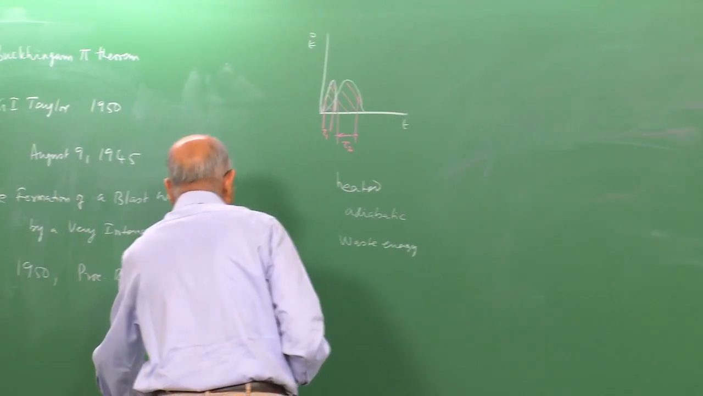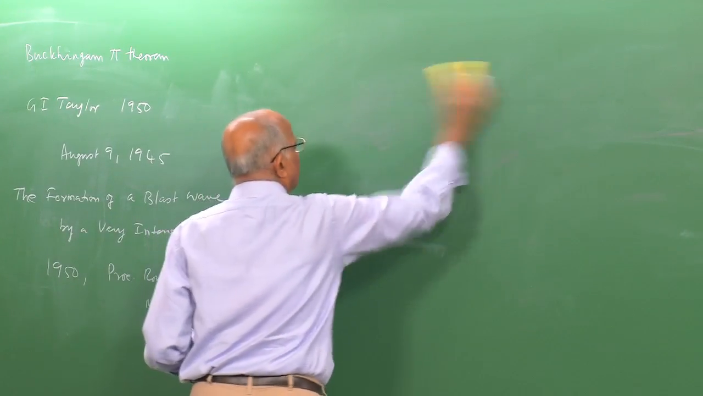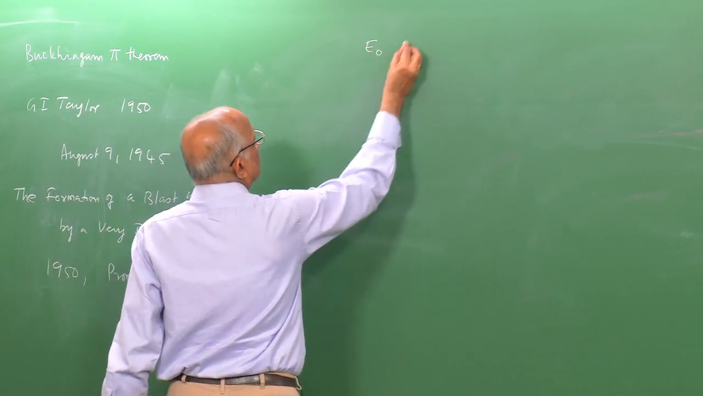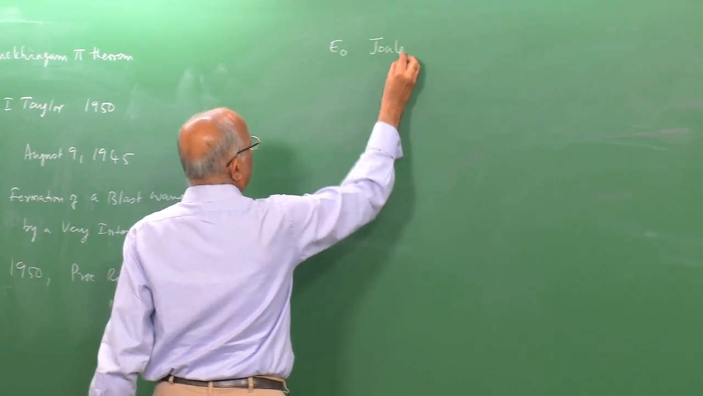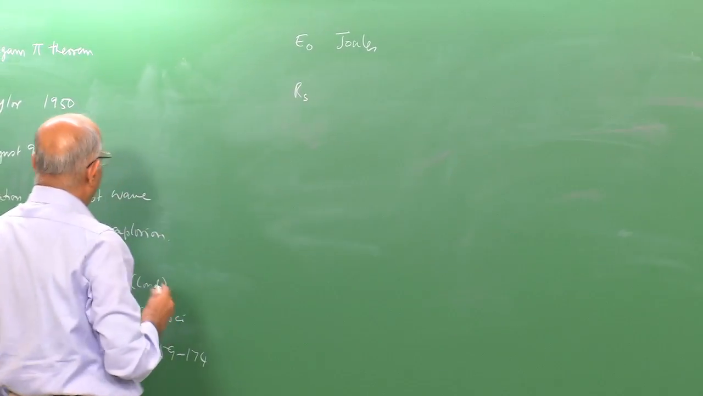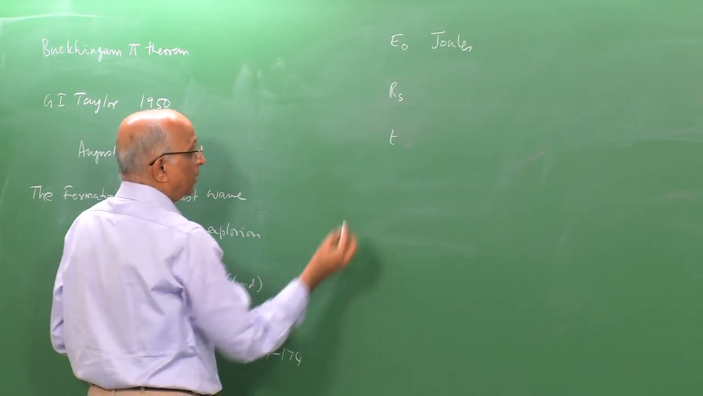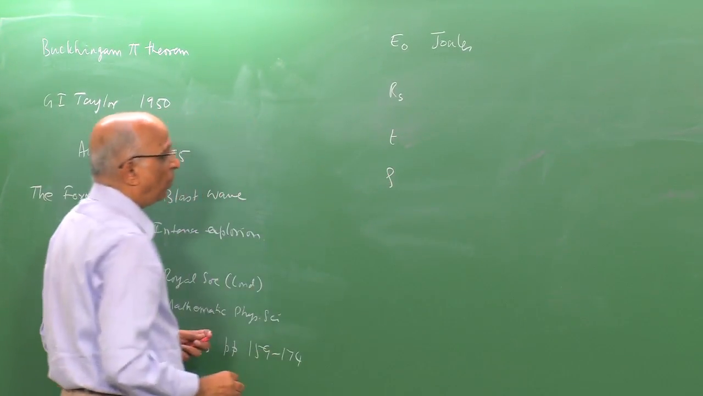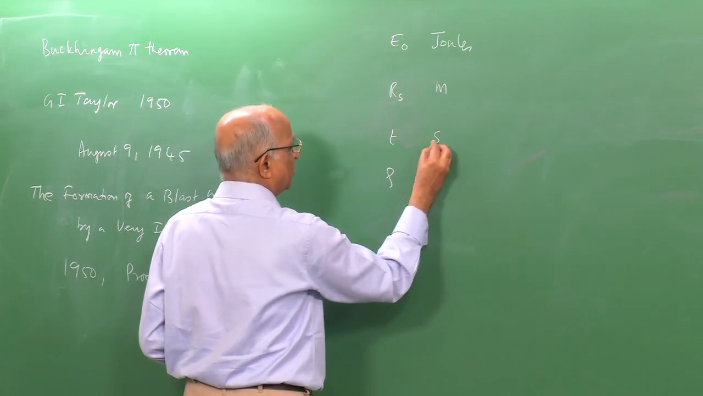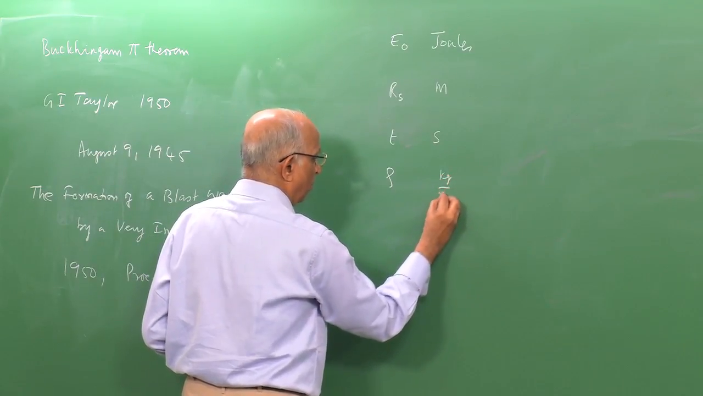We told ourselves, well, we have the energy getting released, E0 joules. We want to find out the distance the shock wave is from the source at time t seconds. The shock is propagating in a medium of density rho. Well, RS is in meters, time is in seconds, density is in kilogram per meter cube.